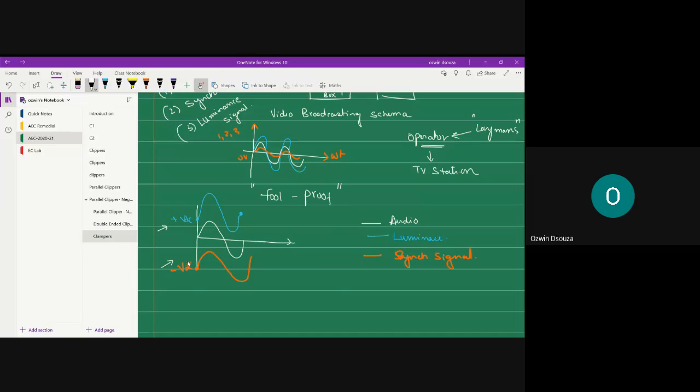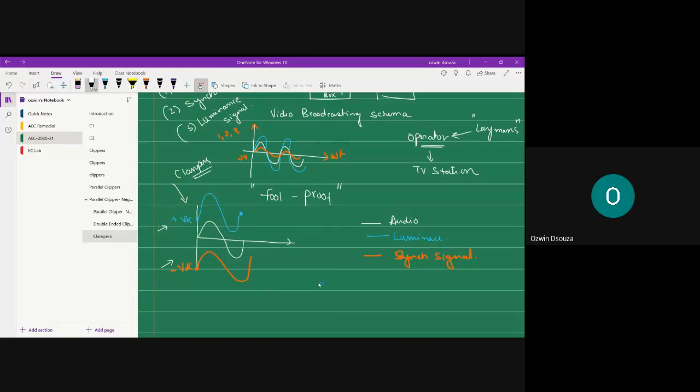Now, what you have understood from this practical explanation is that by shifting the waveform, you can achieve something known as foolproofing in the case of the broadcasting scenario. So clampers are widely used to shift the waveform.